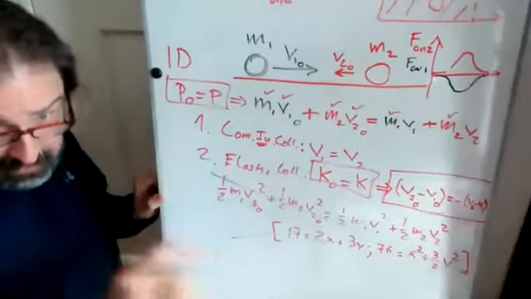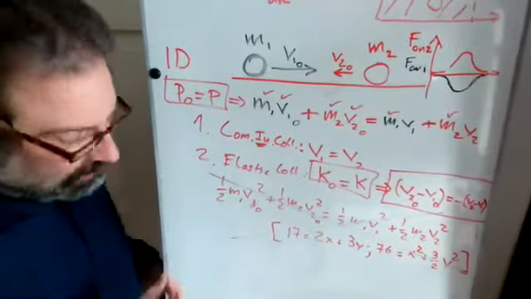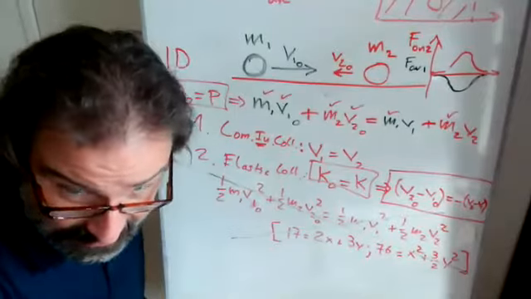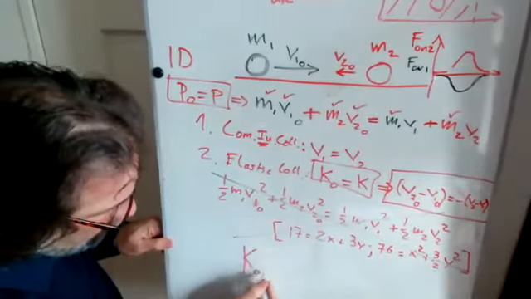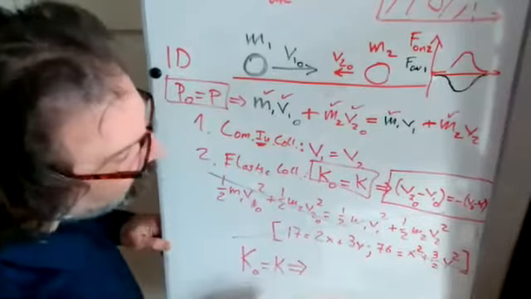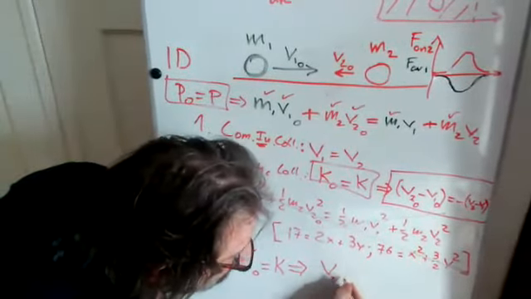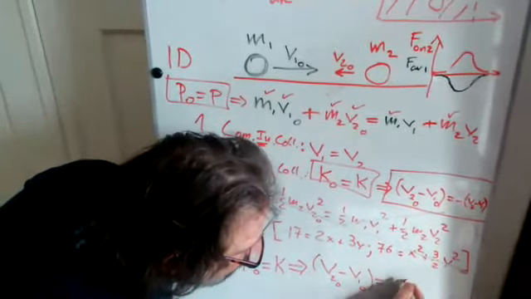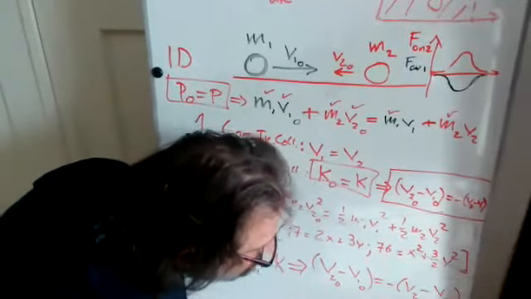And I'll rewrite it down here just because it is important. So what I want you to do on a test, if this happens and it is an elastic collision, kinetic energy is conserved, I want you to write specifically this. You say K0 equals K, therefore V20 minus V10 equals minus (V2 minus V1).